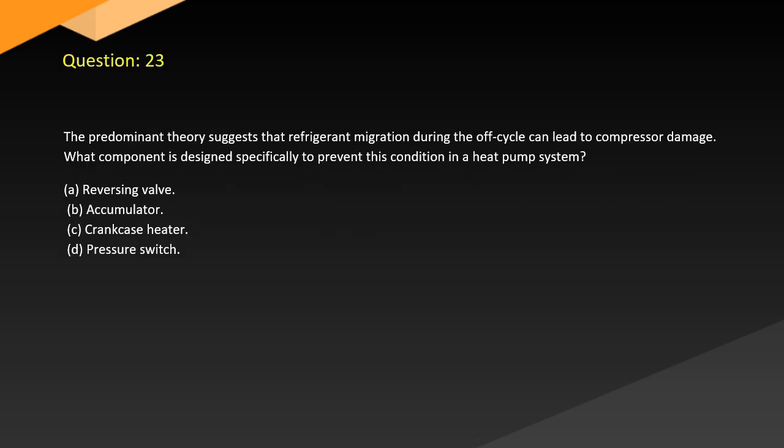Question 23. The predominant theory suggests that refrigerant migration during the off cycle can lead to compressor damage. What component is designed specifically to prevent this condition in a heat pump system? A. Reversing valve. B. Accumulator. C. Crankcase heater. D. Pressure switch.